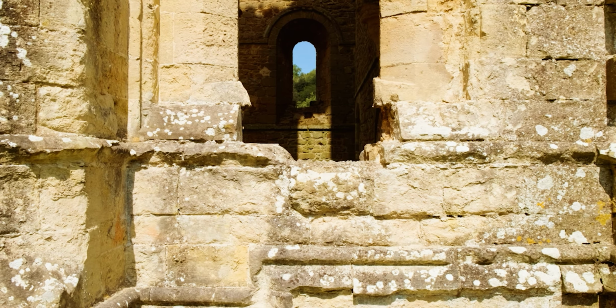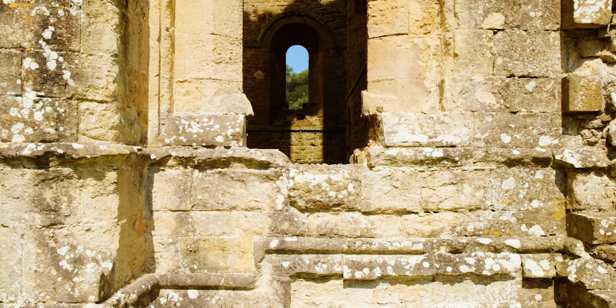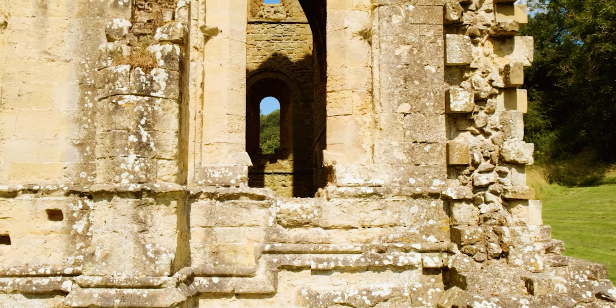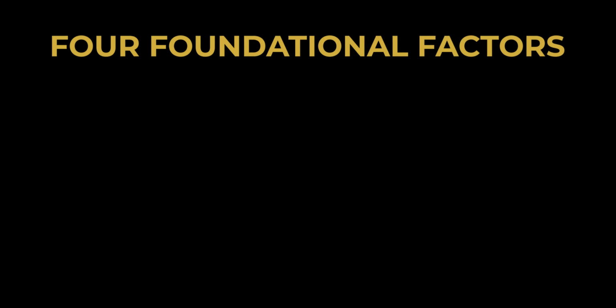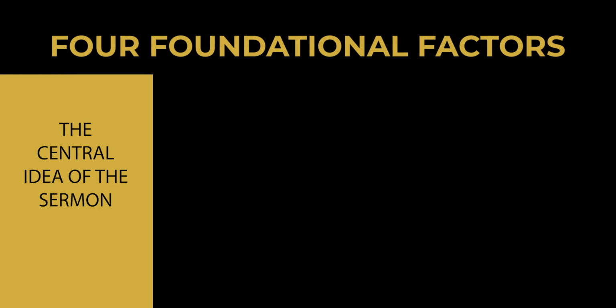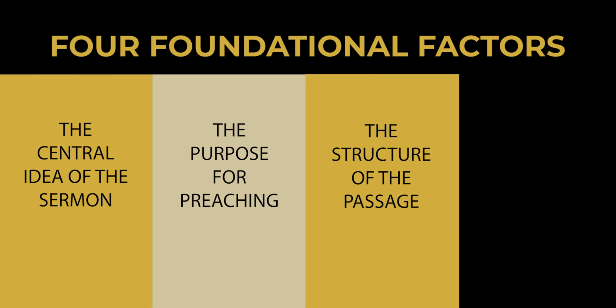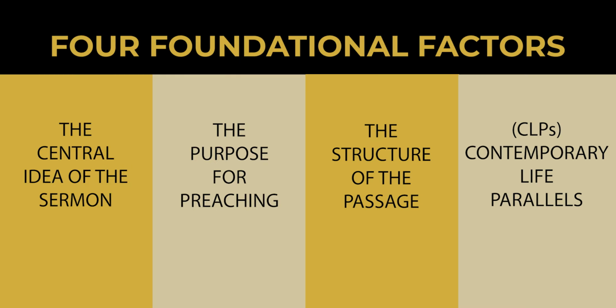Should your sermons have 3 points or not? During medieval times, there was a rigid structure for sermons in England. The sermon had to have a main theme divisible by 3 significant words. Robert de Baseborn in 1322 wrote, "This rule may be judged by the desire to reverence the Trinity." Not true, of course. The frame of the sermon is controlled by 4 foundational factors: the central idea of the sermon, the purpose for preaching, the structure of the passage, and the contemporary life parallels.